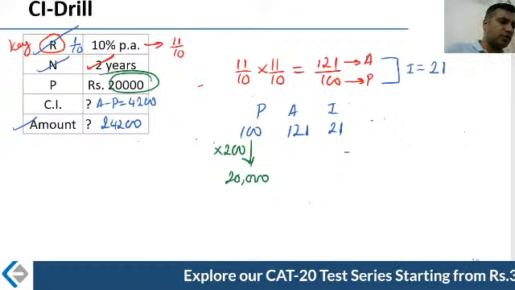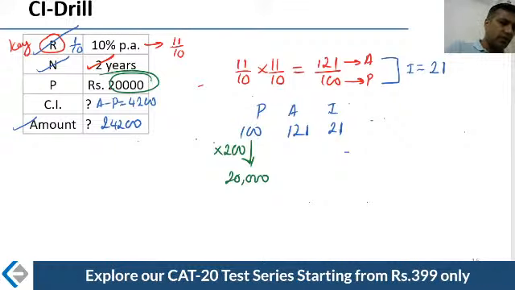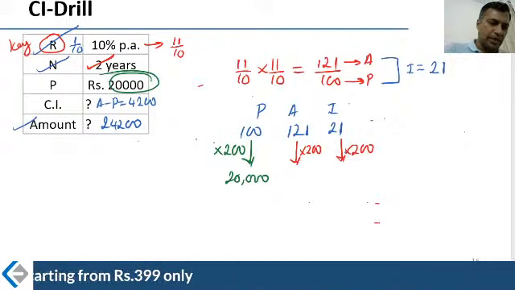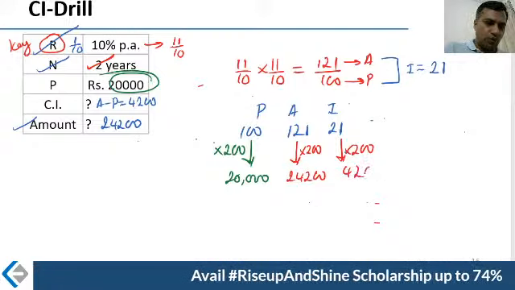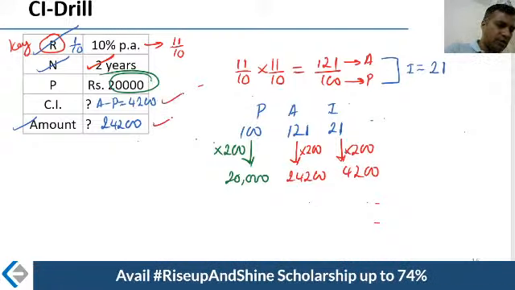If you multiply this by 200, you better multiply the next number also by 200. The amount also you multiply by 200, the interest also you multiply by 200. That becomes your respective numbers. Therefore, this is 24,200 and this is 4,200. Precisely those are the numbers that you wrote.